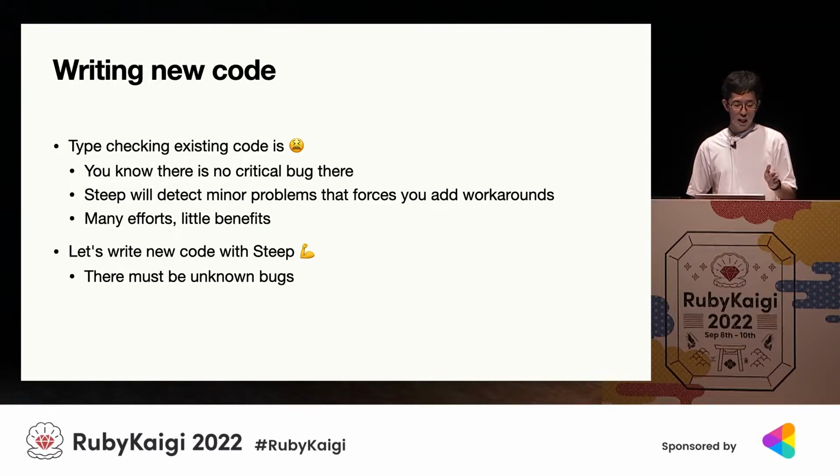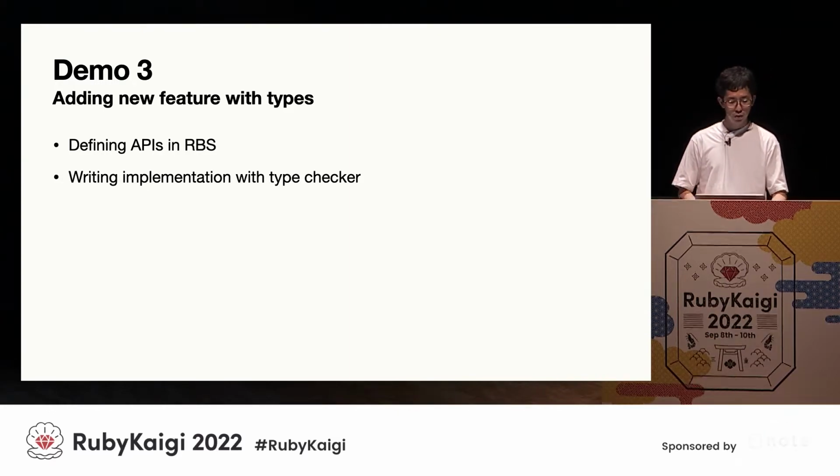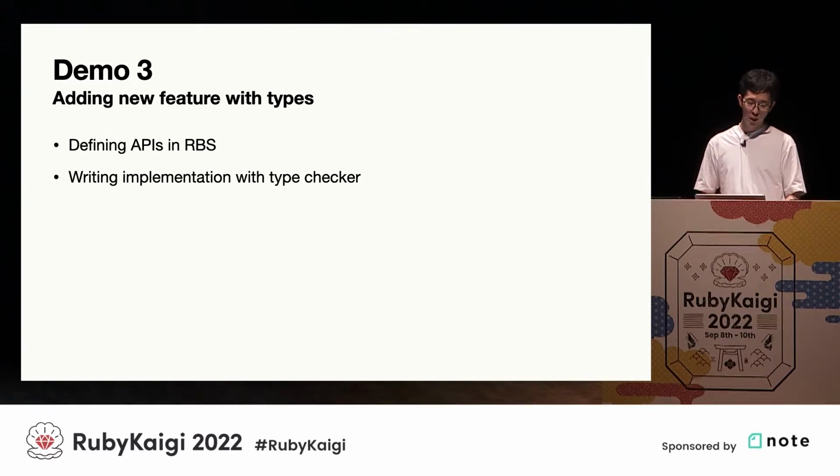So instead, I think that writing new code is more fruitful. There must be some unknown bugs. And this is demo 3. I want to add some feature to the demo app. And I want to show how I can define the APIs in RBS. And I want to show that writing the implementation with the type checker will be, yeah.